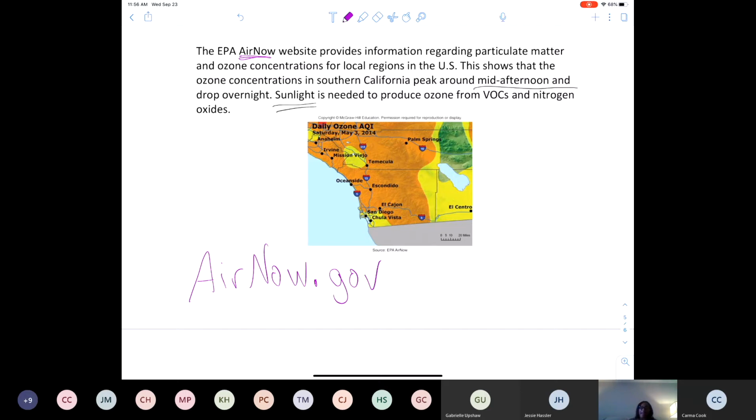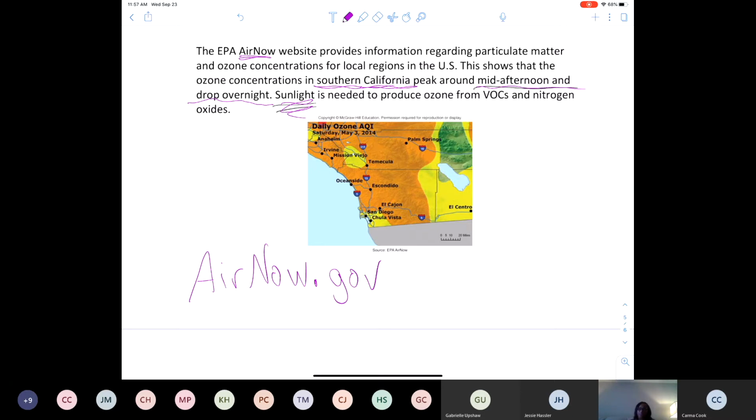And what they found out by collecting the data over a period of time, that in Southern California, ozone concentrations peak around mid-afternoon, but they drop significantly overnight. That's because sunlight is needed to produce ozone from the VOCs that exit the automobile engines and those nitrogen oxides that exit the automobile engines. And so in the middle of the afternoon, you have high levels of ozone in Southern California.